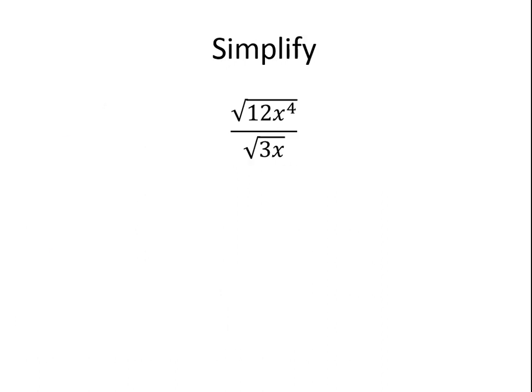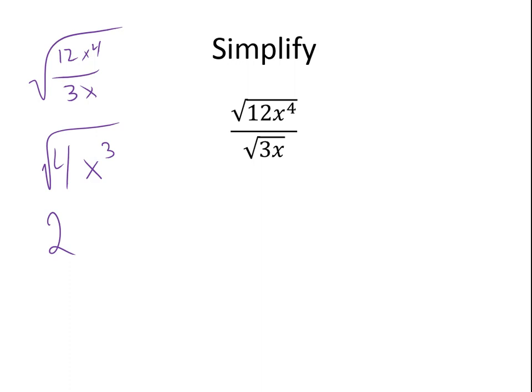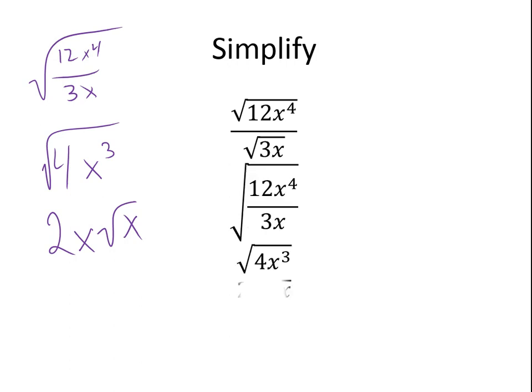All right, so now simplifying this one. Since we have the square root of 12x^4 over the square root of 3x, we'll take the square root of 12x^4 all over 3x. Okay, we'll reduce this. 12 over 3 is 4. x^4 over x, you would take one away, so you have x cubed. And you would take the square root of 4x cubed. Square root of 4 is 2. For x cubed, the square root would be x square root x. And so your final answer would be 2x square root x. And that would be your answer.